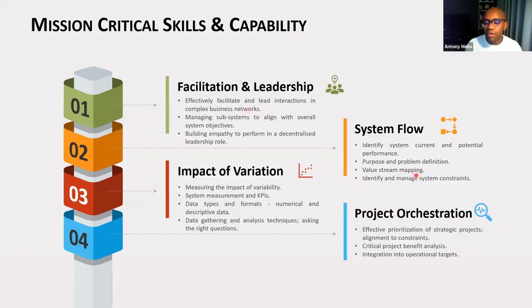Then we talk about system flow, which is all about understanding the end-to-end value chain, understanding where your constraints are, and how to focus on the constraints to effectively solve the right problems, right? So problem identification, and identifying the purpose of the overall system and where we need to be focusing. There we deal with things like value stream mapping and how you identify and manage your constraints.